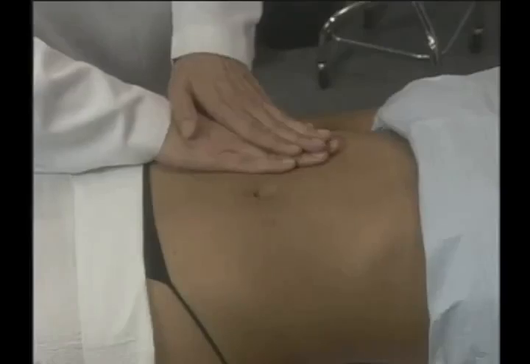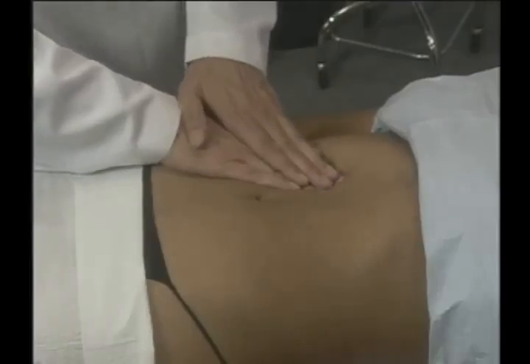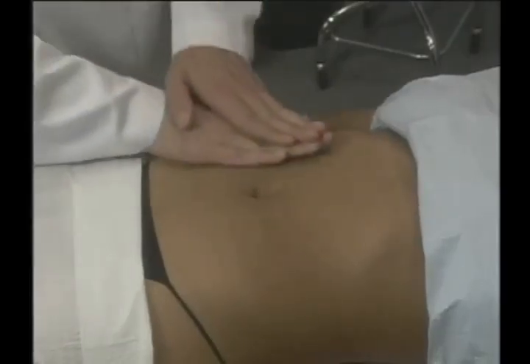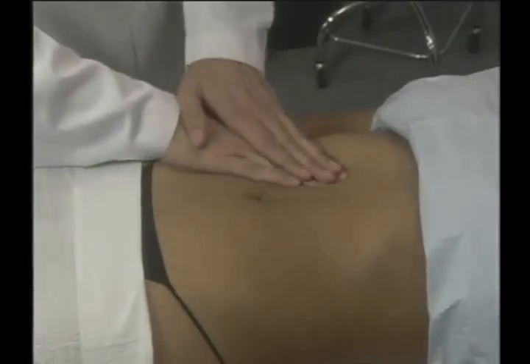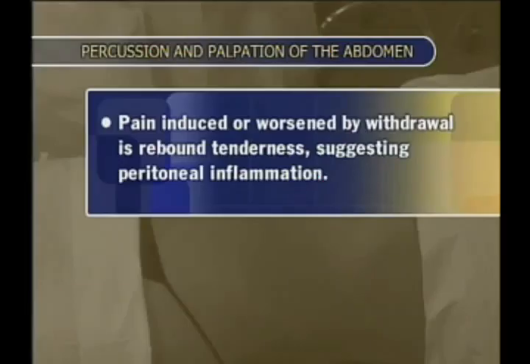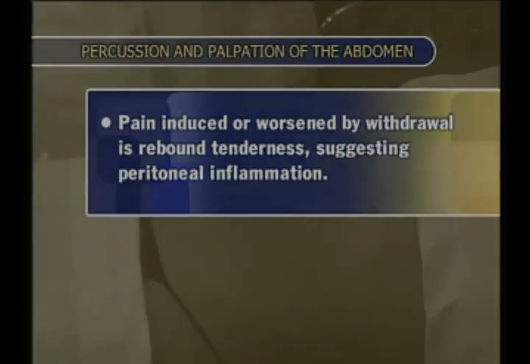Okay. Press your fingers in firmly and slowly, then quickly withdraw them. Watch the patient's facial expression and listen for any sounds of pain. When you let go. When I let go, it hurts? Okay. Pain induced or worsened by withdrawal is rebound tenderness, suggesting peritoneal inflammation.